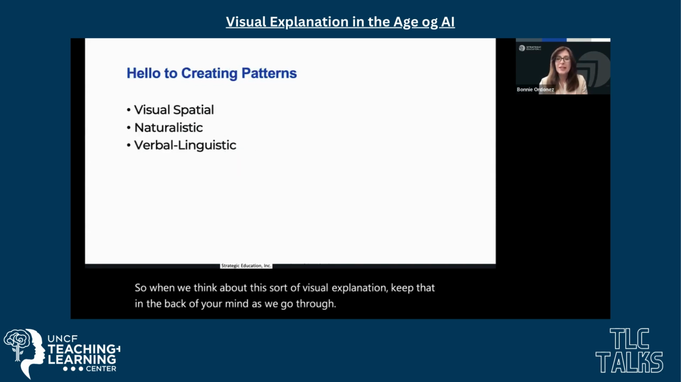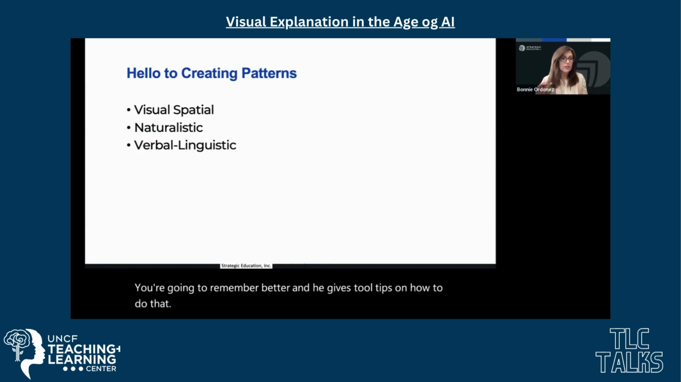What we do know is that we remember things where we can create patterns. And so those patterns could be created through visual spatial, naturalistic, verbal linguistic. Also, if you know me, you know I'm a huge fan of the book Brain Rules, and John Medina, who is a neuroscientist who studies the brain. And Medina says, if you create those patterns in your brain, you create those connections, you're going to remember better. And he gives tips on how to do that.